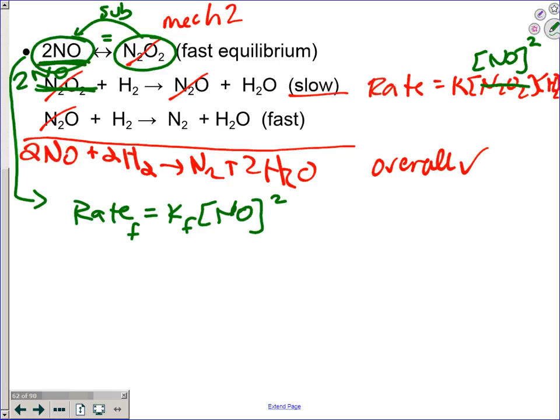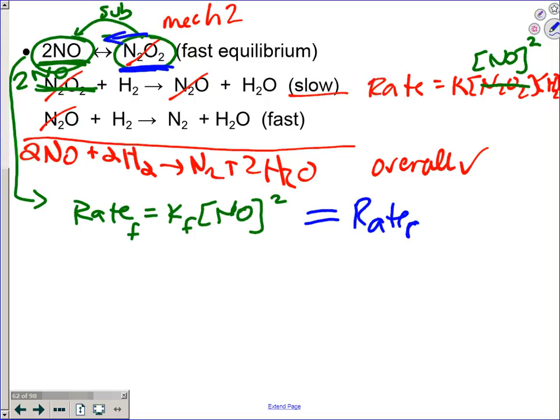I'm setting that equal to the rate of the reverse reaction, because it is able to reverse. It is an equilibrium step. Equilibrium just means that the rate of the forward equals the rate of the reverse. So that's essentially why I'm setting these equal. I'm going to set that equal to rate reverse.